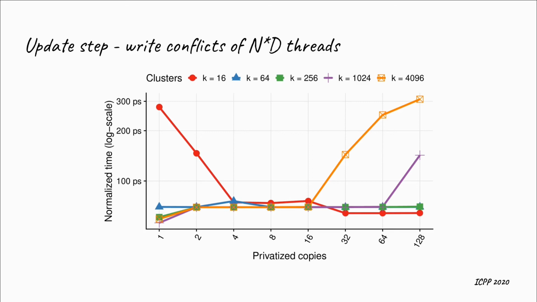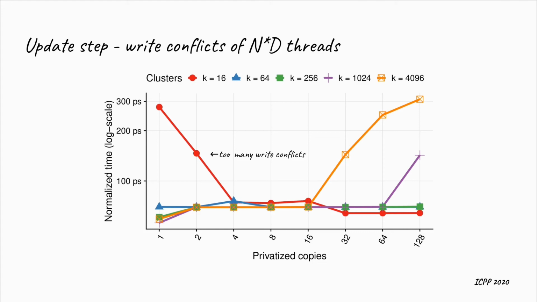Another way of reducing the number of write conflicts during the update step is basically making several private copies of the whole output data of the W matrix and using different copies of the matrix by different threads, which reduces the probability of the conflict. This is especially helpful for low numbers of clusters. For example, at 16 clusters, the amount of write conflicts can reduce the performance of the computation by a factor of 3 or 4, which can get solved just by making 4 privatized copies of the data.